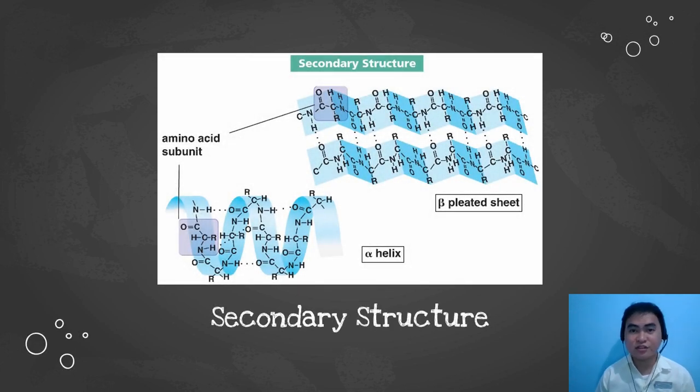The secondary structure is the conformation of the polypeptide chain formed by twisting or folding. It occurs when amino acids are linked by hydrogen bonds to form alpha helix and beta pleated sheets. The alpha helix coil is held together by hydrogen bonds between the oxygen of the carboxyl group on the top of the coil and the hydrogen of the amino group on the bottom of the coil. Yung beta pleated naman is when polypeptides bond side by side. Ito, makikita nyo, side by side ang connection ng hydrogen from the amino group and oxygen from the carboxylic group.